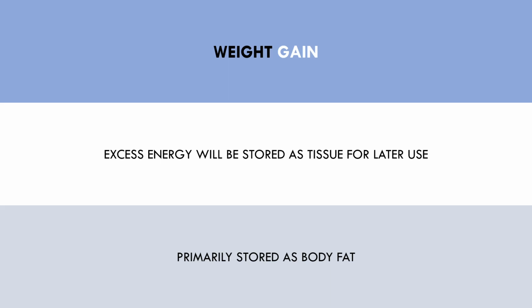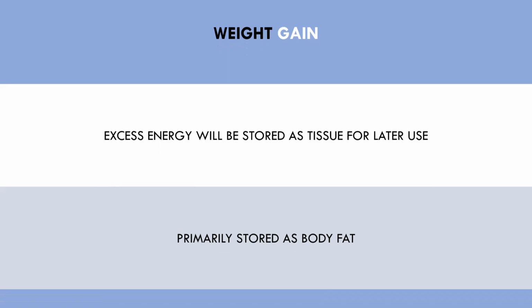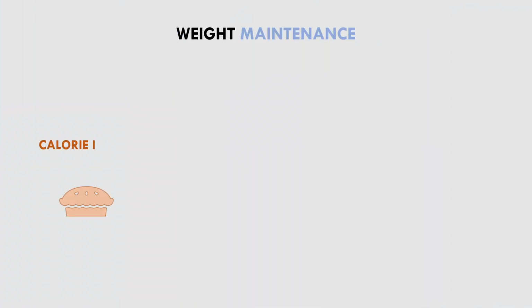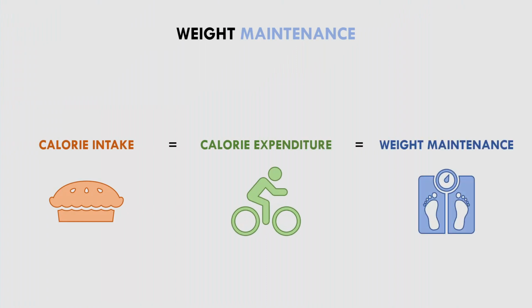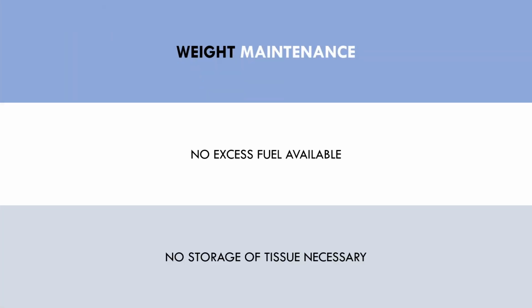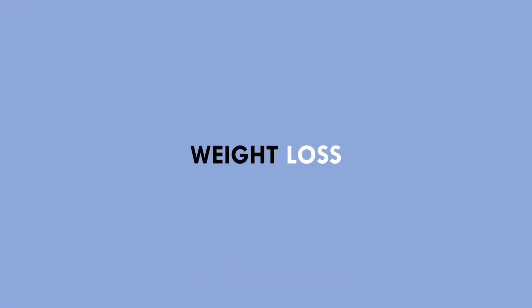Of course, these days, food is much more readily available, so there is no real risk of starvation for most people. If trainees eat in a calorie surplus consistently over time, weight will continue to be gained, primarily in the form of body fat. When calorie intake is equal to calorie expenditure, this will result in a maintenance of body weight over time. This is because the energy we are intaking is the same amount as what is being used as fuel with no excess. This means there is no extra energy to be stored as tissue in the body and no need to use stored tissue for fuel.